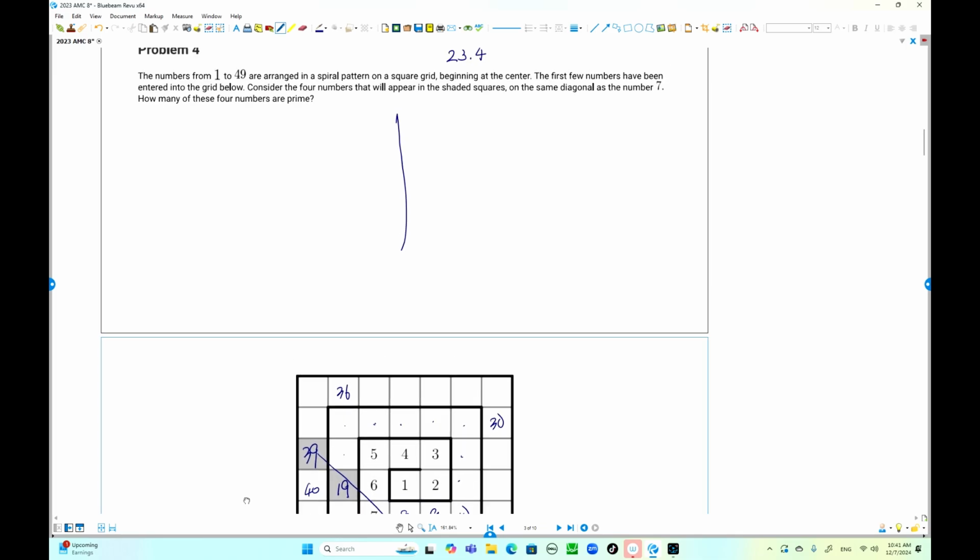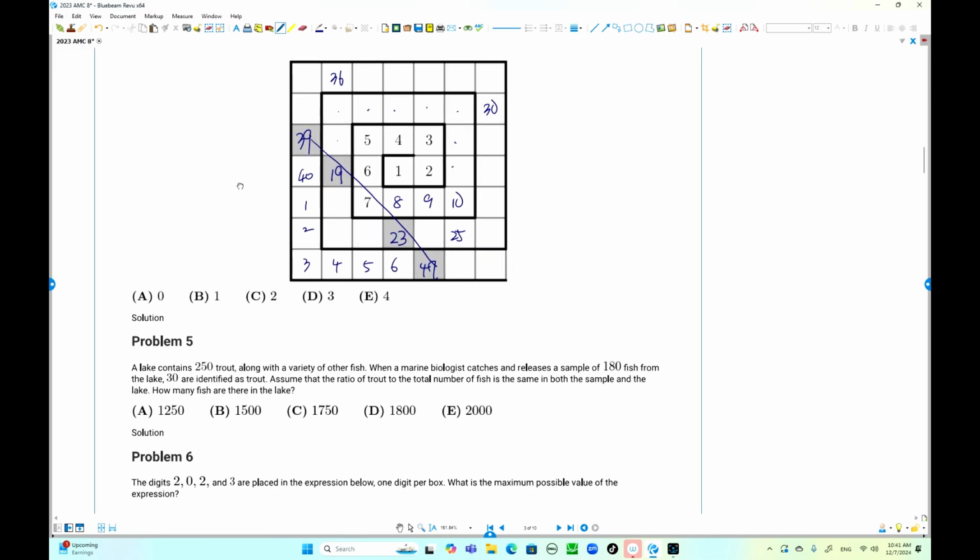How many of these 4 numbers are prime? We have 4 numbers except 7. Okay? This is prime, this is prime, this is prime. Okay? 3 numbers is the answer.